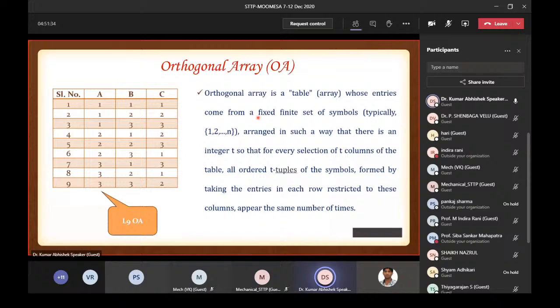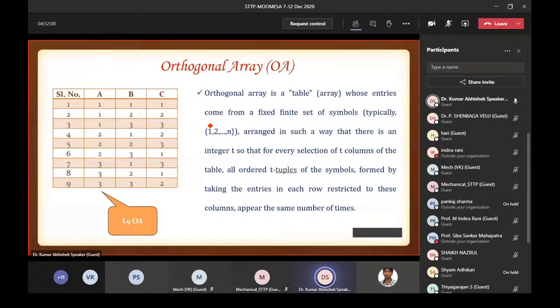Orthogonal array concept is that it is used to, or you can say, it is all ordered t-tuples. If you look here, they follow the lattice matrix. The lattice matrix is nothing but like this.